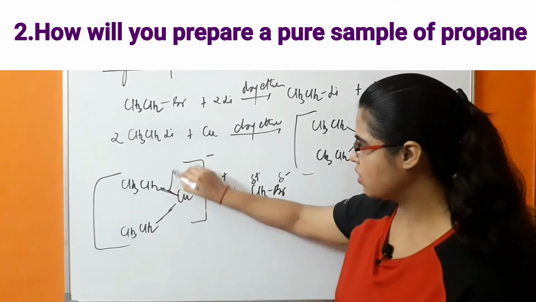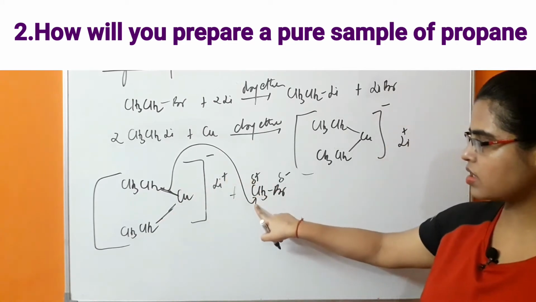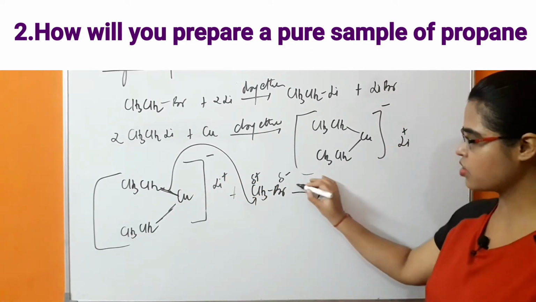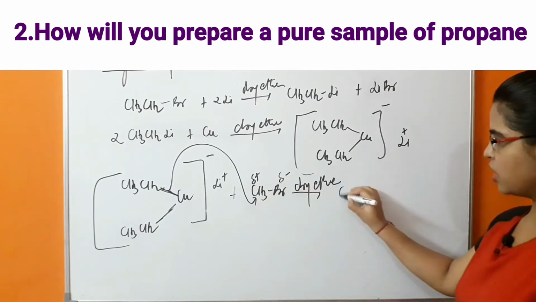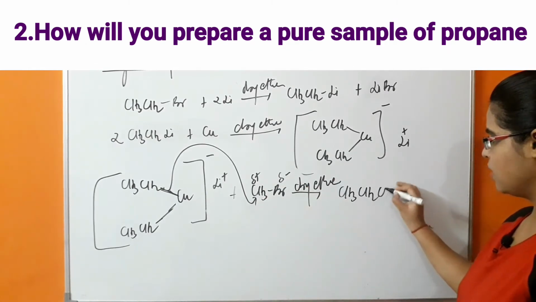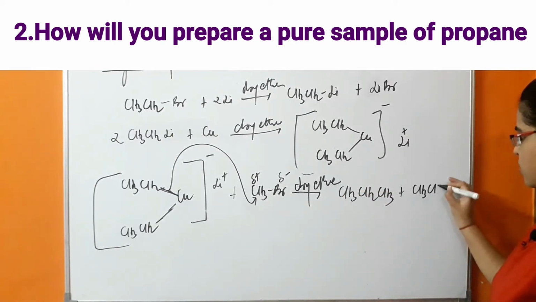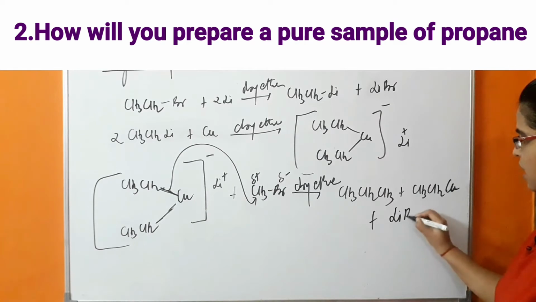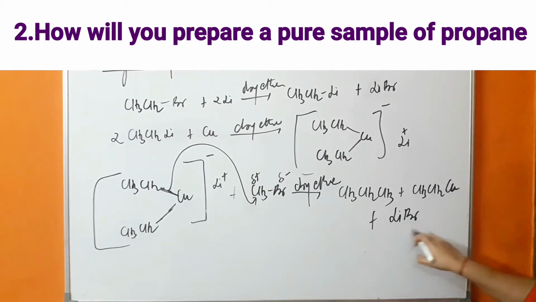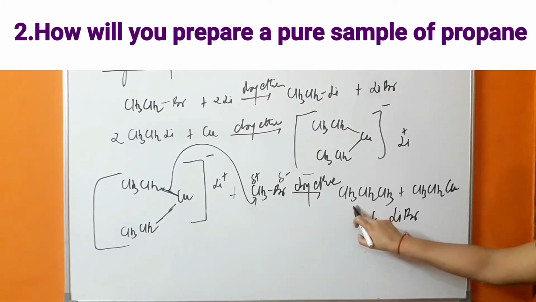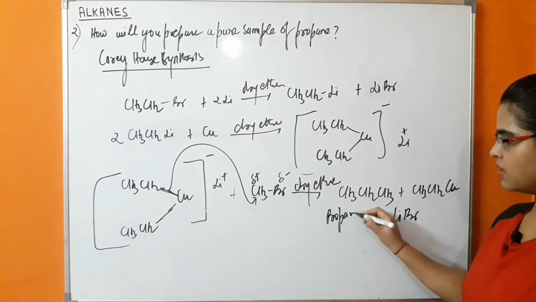So what is happening? This ethyl will attack on this carbon, so there will be formation of a new bond. This reaction occurs in the presence of dry ether. So there will be formation of propane, and the byproducts are CH3CH2Cu and LiBr. These are the two byproducts, that is ethyl copper and lithium bromide. So the unsymmetrical alkane, propane, is formed.